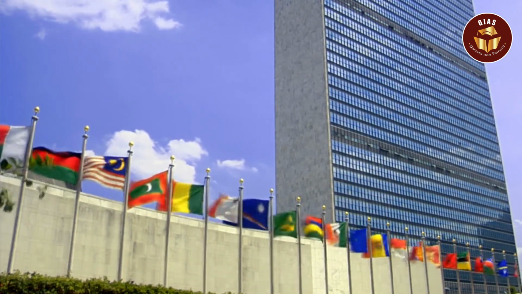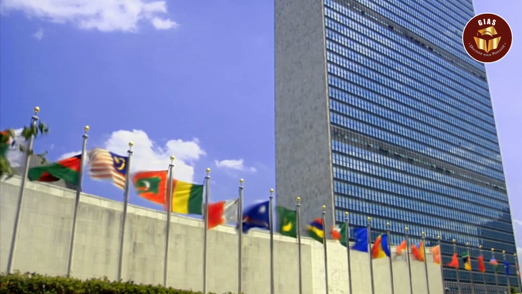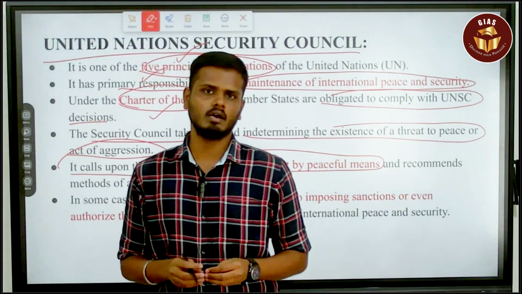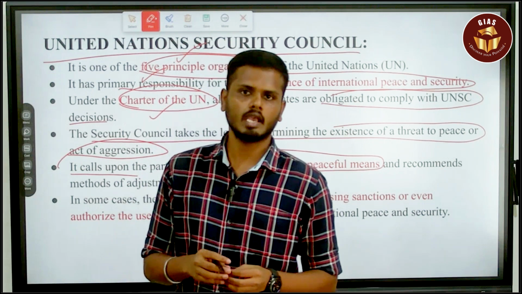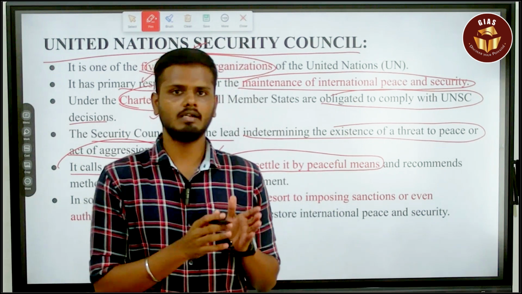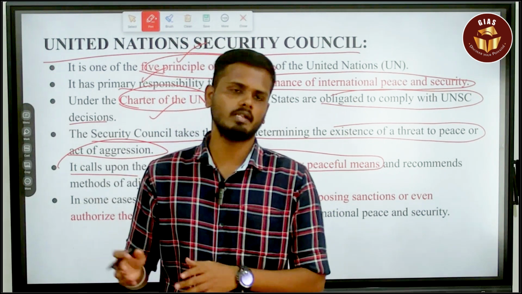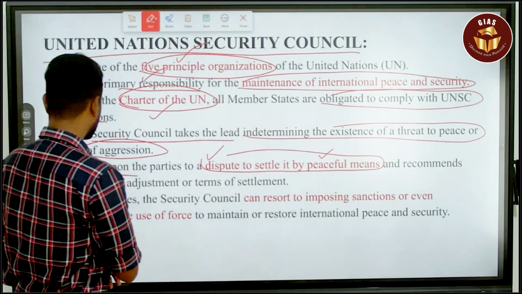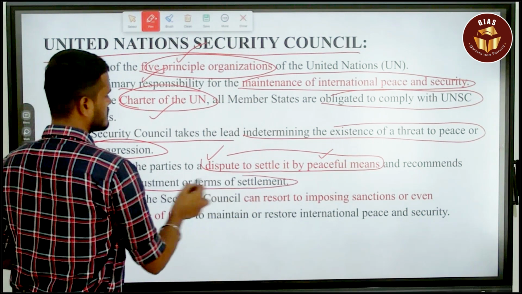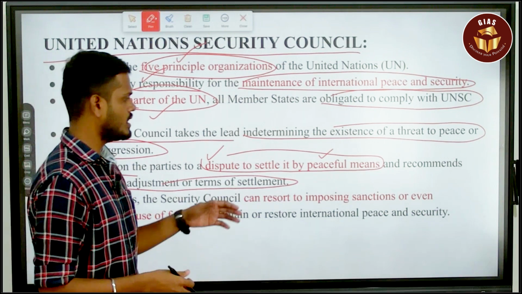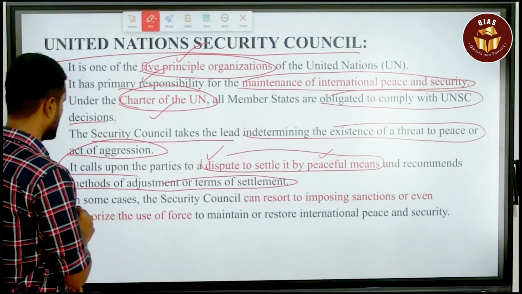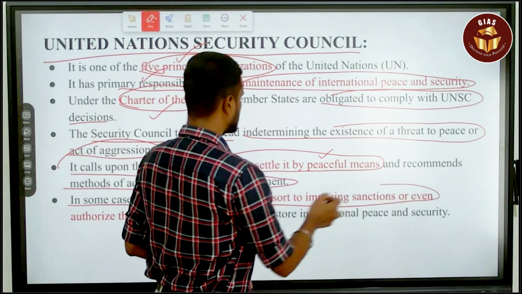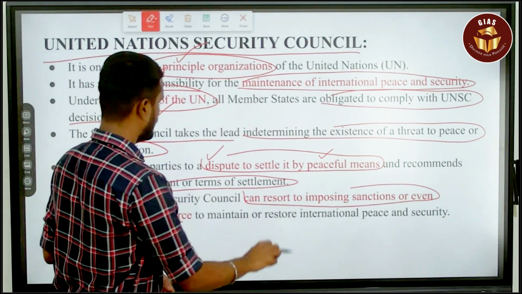If there is a dispute between two nations, like border crossing or some other kind of issue, the Council has to take steps to settle the dispute by peaceful means. That's what they are telling, and it recommends methods of adjustment and terms of settlement. In some cases, the Security Council can resort to imposing sanctions or even authorize the use of force.